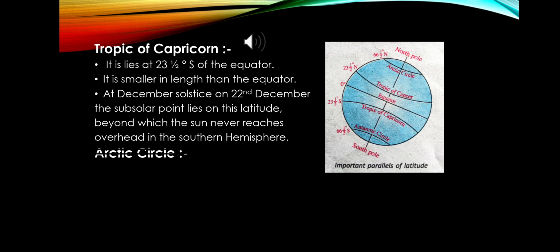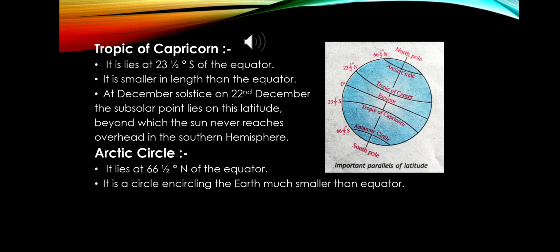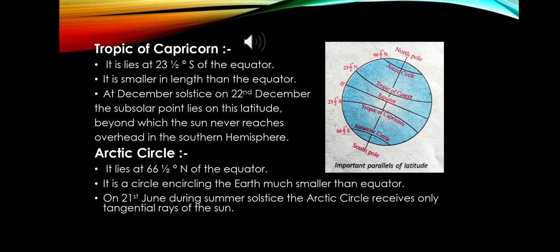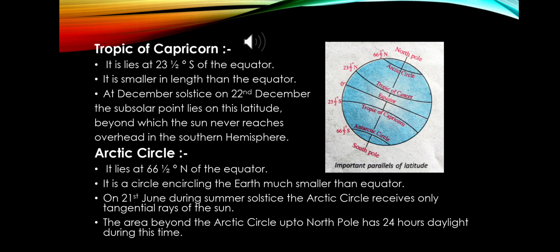Next is the Arctic Circle, that is 66.5 degrees north. It lies north of the equator, and it is a circle that encircles the earth, much smaller than the equator. On 21st June, during the summer solstice, the Arctic Circle receives only tangential rays of the sun, and the entire area beyond the Arctic Circle up to the North Pole has 24-hour daylight during this time.